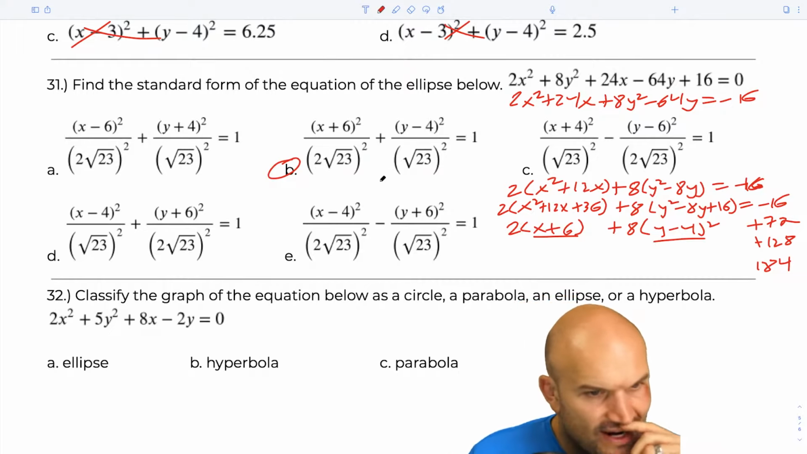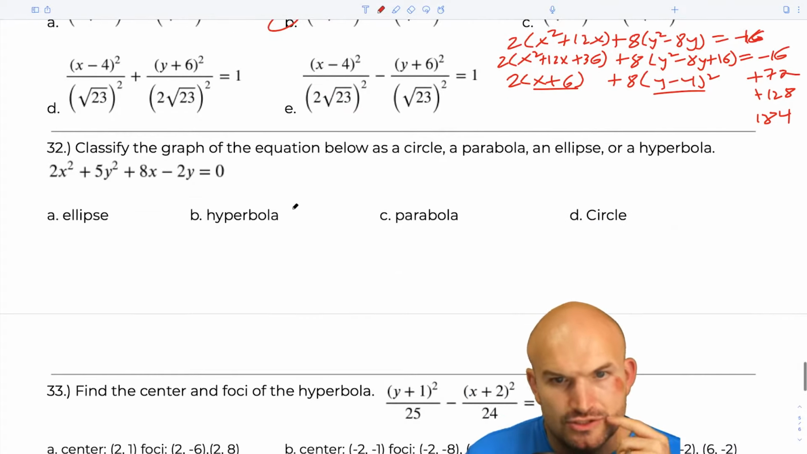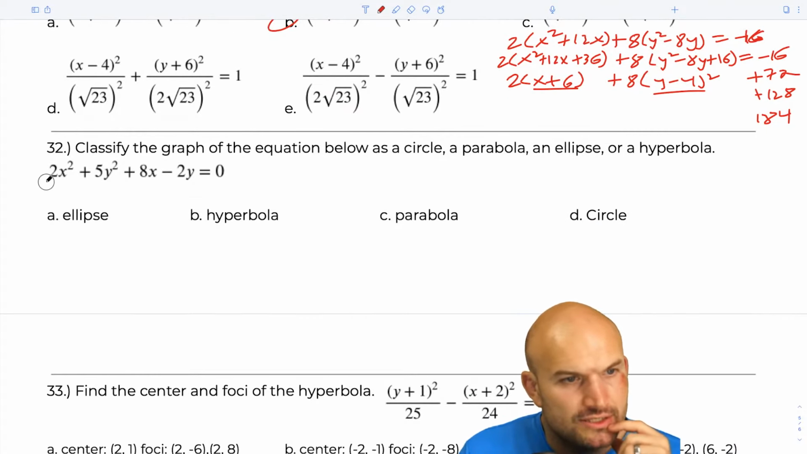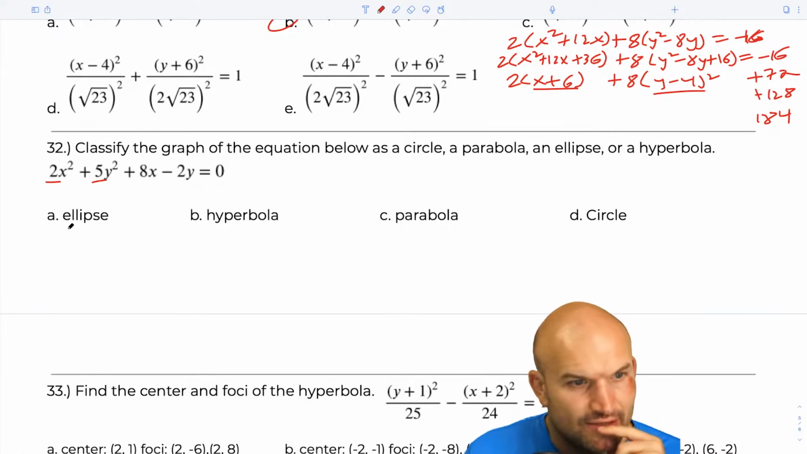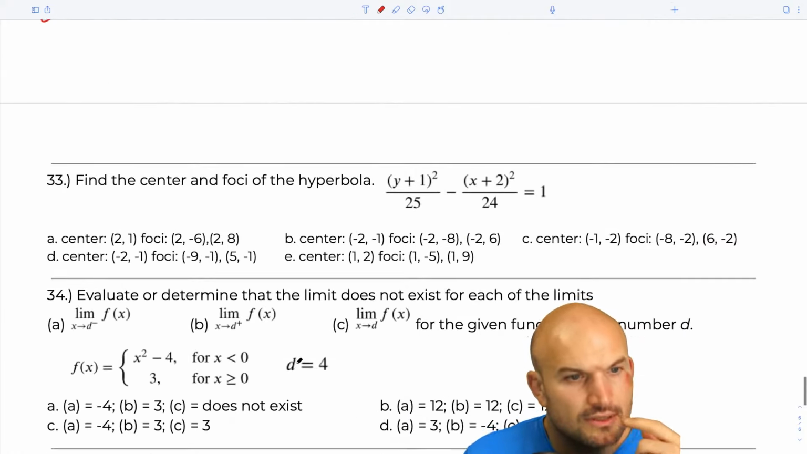Question number 32, classify the conic section. So parabola, circle, or ellipse. So I just see my a squared and my b squared. So 2 times 5 is going to be 10. So that equals an ellipse. Question number 33.